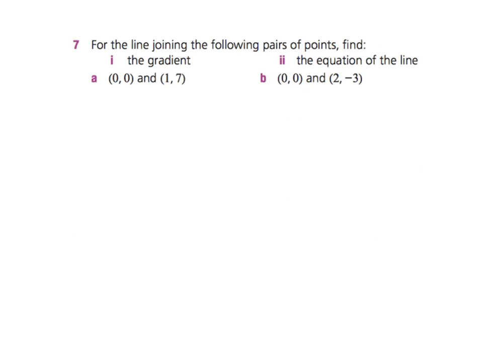So for the line joining the following pairs of points, find the gradient and the equation of the line. So now we don't have the graph, we are just given 2 points, but we are still going to find the formula for this line like this. And so the first thing they're asking to find is the gradient. So we've got a formula for that, y2 minus y1 over x2 minus x1.